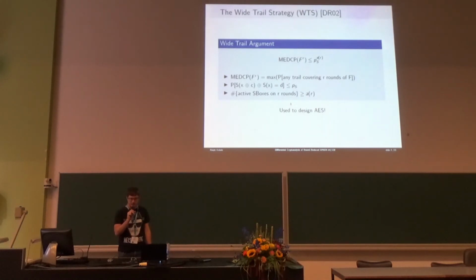So for the wide trail strategy, it was used to design the AES, and you can bound the probability, so the maximal expected differential characteristic probability of a trail is upper bounded by the probability of an S-box to the power of the number of active S-boxes.